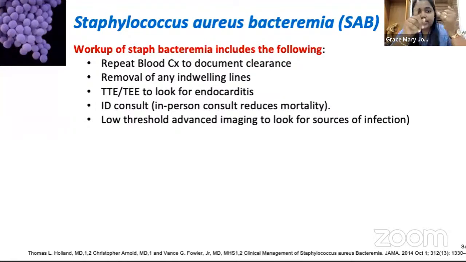And remove all possible invasive lines that the patient has, because they can become a focus causing abscesses and things like that. Always pull out all the indwelling lines when you have them. Always rule out endocarditis. You can do either a transthoracic echocardiogram or a transesophageal echocardiogram, and wherever possible, get an ID consult, and if needed, imaging to rule out other foci of infection.